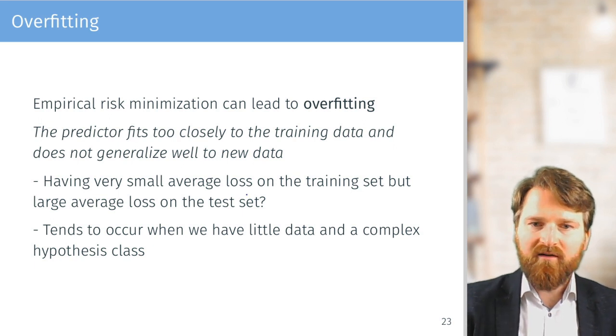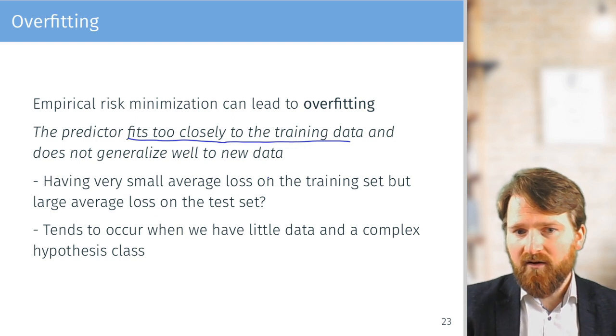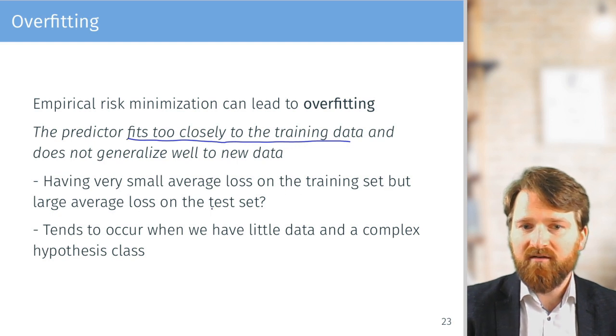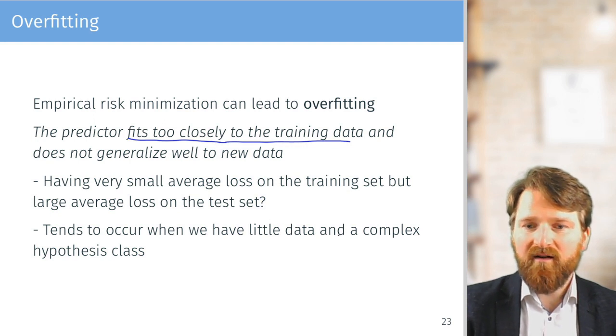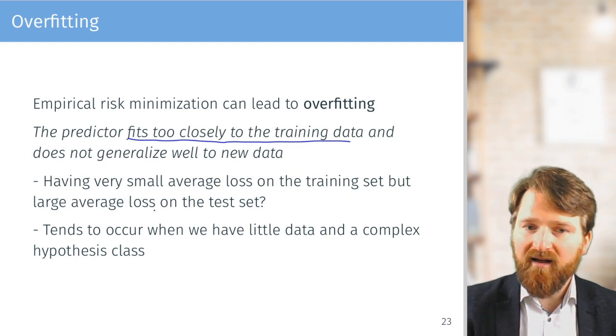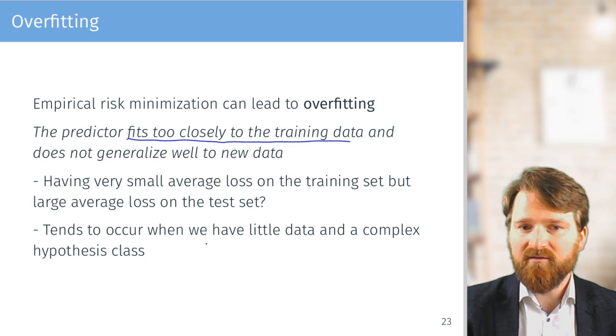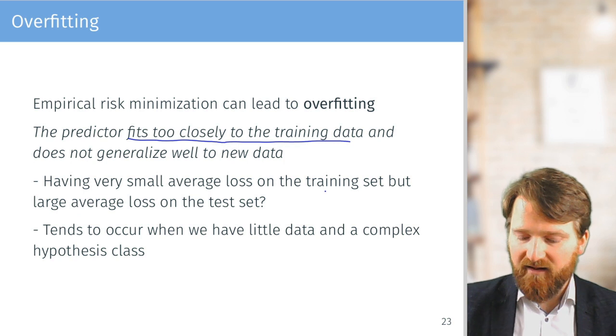So empirical risk minimization can lead to overfitting because it fits too closely to the training data and doesn't generalize well. So having a very small average loss on the training set, but a large average loss on the test set. Yeah, so it happens when we have a very complex hypothesis class, a very hard problem and very little data. So we're fitting our training set well, but we are pretty bad on our test set. So it doesn't really generalize. We overfit it. We learned that much on the training set. It's a complex model fitting an easy problem, and it doesn't generalize.